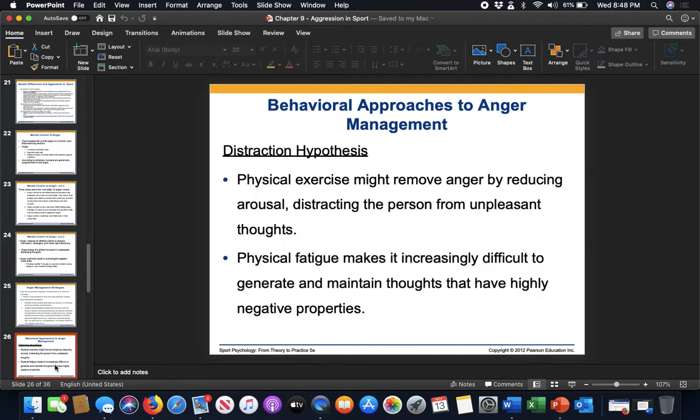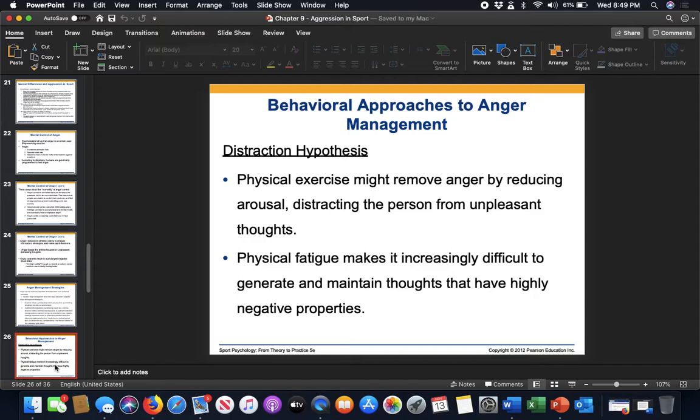And so what do we look at? The distraction hypothesis. What we say is that exercise can be a motivator to remove anger. Like it says here, physical fatigue makes it increasingly difficult to get those thoughts back to an angry status. So by fatiguing the system, you're fatiguing the ability to create a continuance of anger, which I definitely agree with, because we've talked about it in class before, where we've used it as a venting tool and a way to de-stress ourselves.